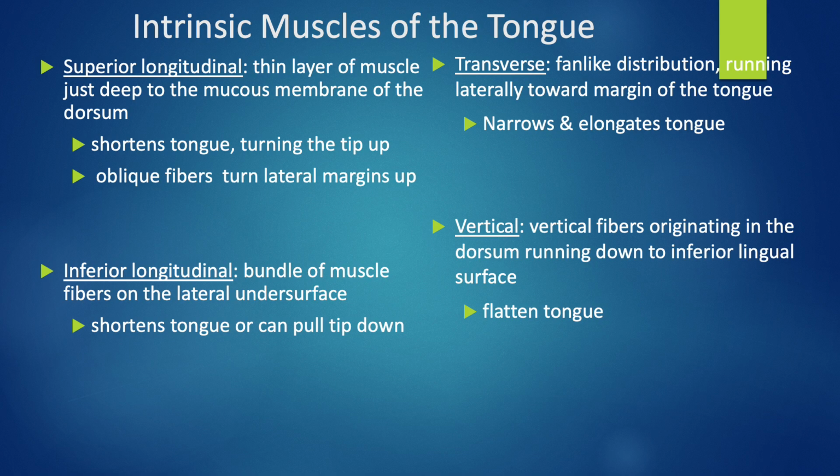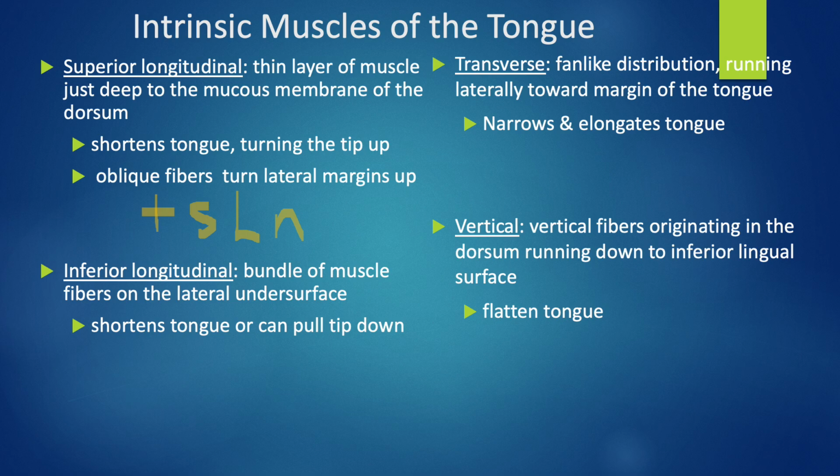So our intrinsic muscles of the tongue, we have a thin layer of muscle just deep to the mucous membrane of the tongue, and it shortens the tongue and turns the tip up. So that's going to be critical for making sounds like t, s, l, and n, right? And then the oblique fibers turn the lateral margins up. And so that would be like for sh and ch, all those kind of fun sounds.